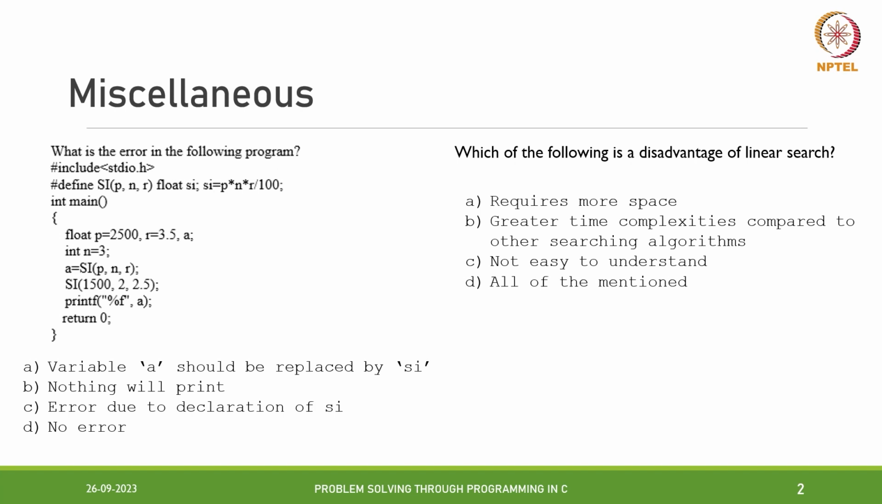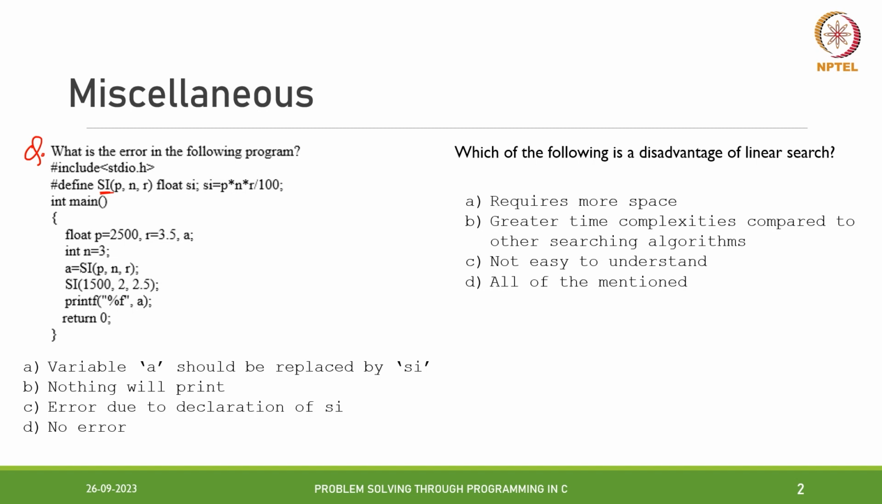So the first question is that of a macro. What the question asks from us is, what is the error in the following program? Here we have defined this macro, SI. It's a macro inline function. It takes three parameters, and inside SI we are declaring float SI, and we are setting float SI to P into N into R divided by 100.